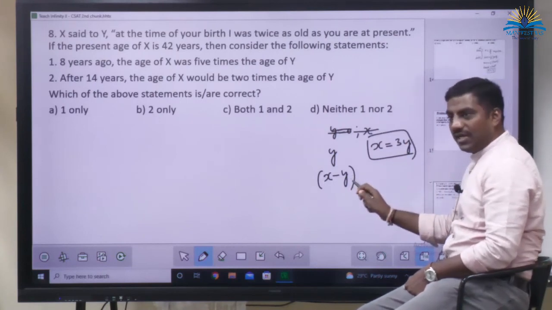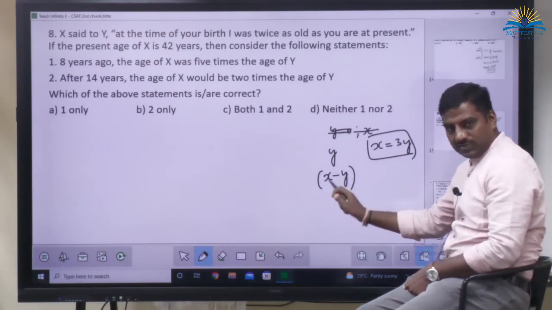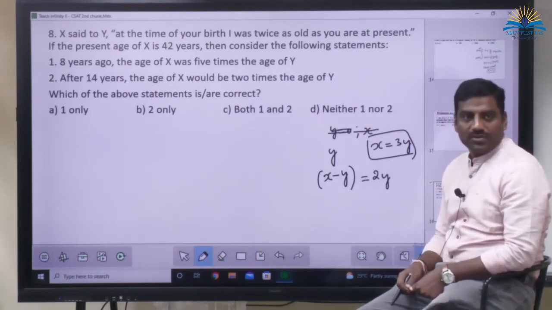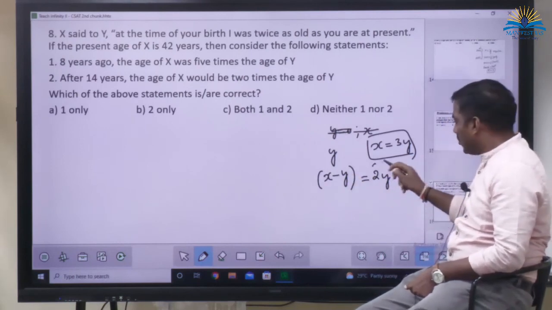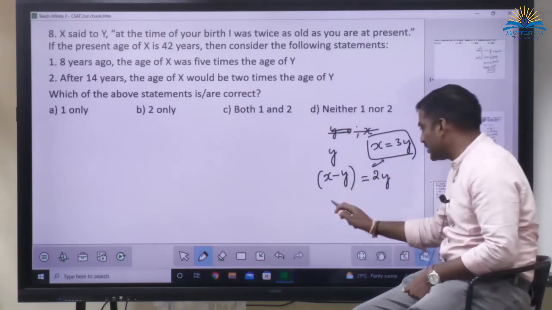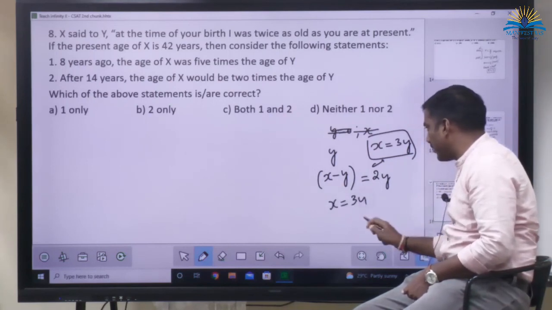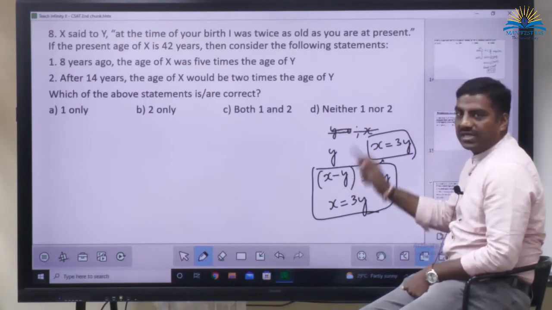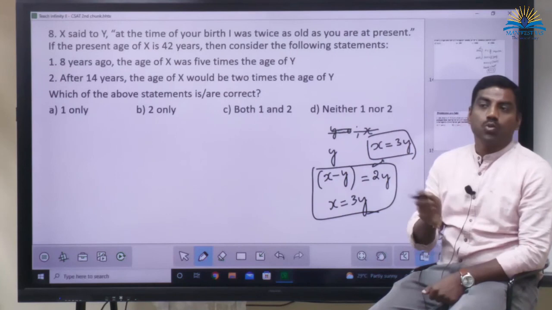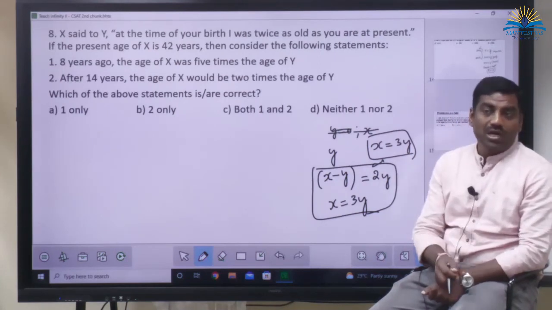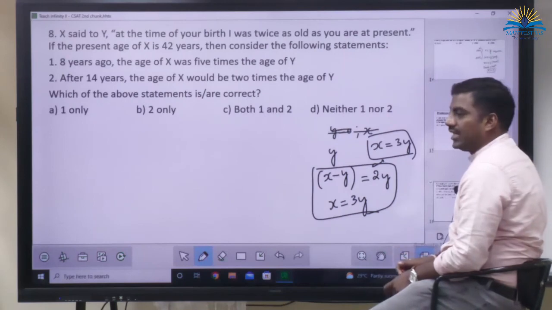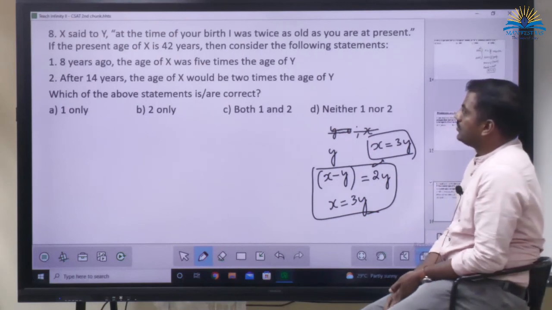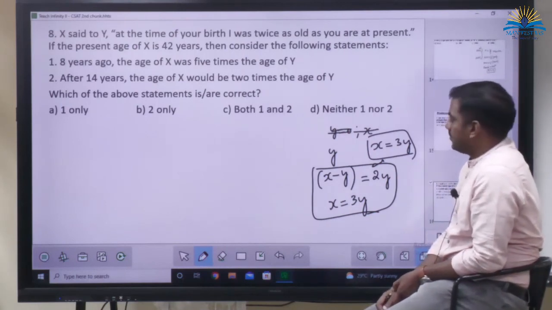So basically here it gives, while he was born, X's age was this much, but he was twice as old as he is today. If you bring Y to this side, we get X is equal to 3Y. The first sentence says: during the time of your birth, I was twice as old as you are today. So X minus Y is equal to 2Y, or X is equal to 3Y. This is the equation.